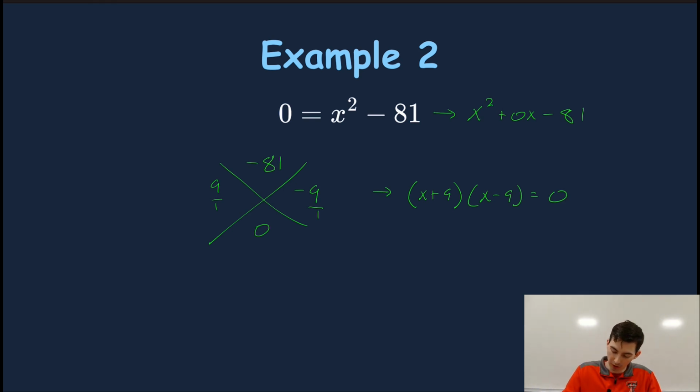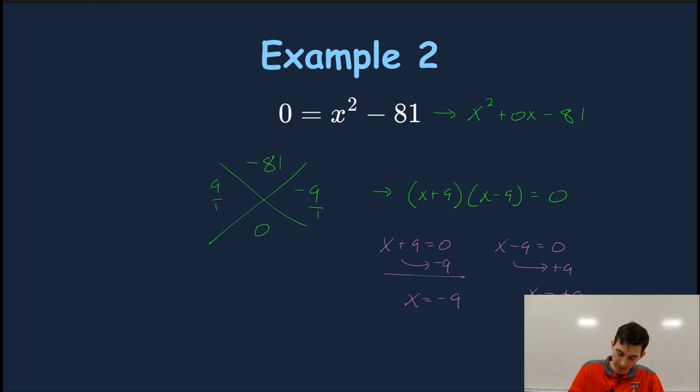Now, let's move into our third step. I'm going to set each of these terms equal to 0. And then to solve, I just need to move both these 9's over. The one on the left is going to become negative, and this one's going to become positive. So I've got x equals -9 and x equals positive 9.